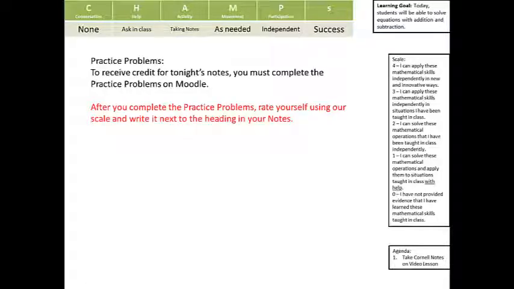Alright, so that's it for our sample problems. Go ahead and go on to Moodle, do the practice problems that we have there. If you have any questions, bring those to class tomorrow. Also, make sure that you rate yourself after you do the practice problems using our scale, to denote where your understanding is on solving equations with multiplication and division, and bring any questions you have to class tomorrow.